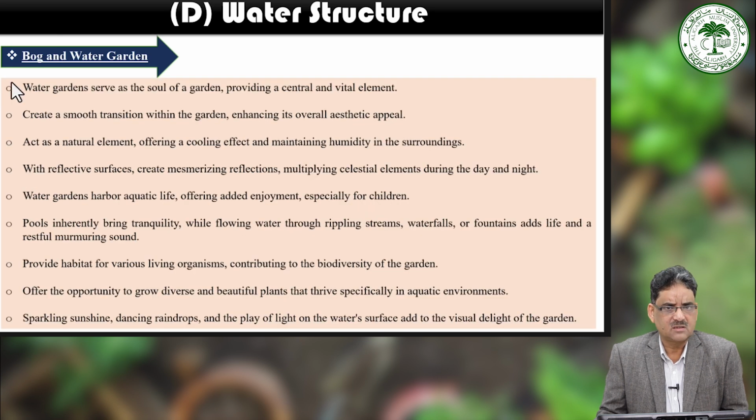Why should we have a water garden? The reasons are as mentioned below. Water gardens serve as the soul of a garden, providing a central and vital element. They create a smooth transition within the garden, enhancing the overall aesthetic appeal. They act as a natural element, offering a cooling effect and maintaining humidity in the surroundings.